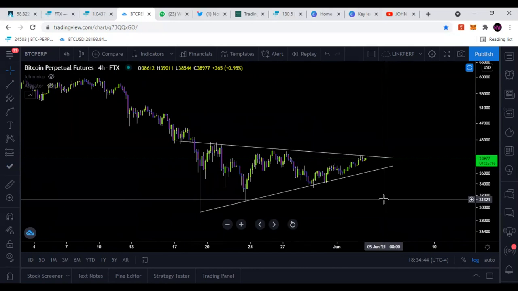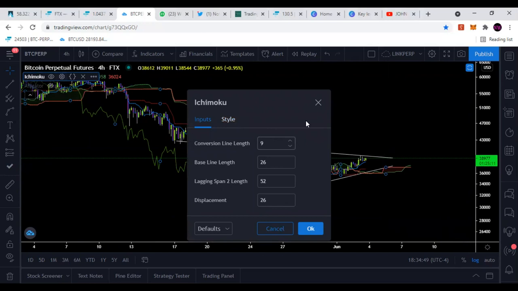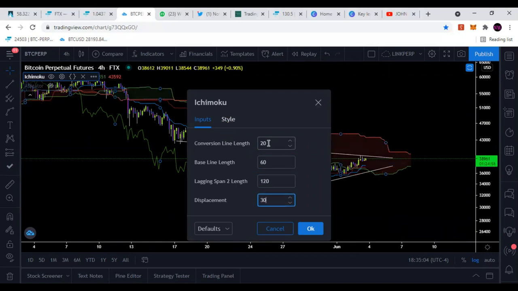Now, when I opened this Ichimoku, I talked about the doubled cloud. I've talked about the default settings. Let's talk about the doubled cloud. Doubled cloud settings is 20, 60, 120, and 30.